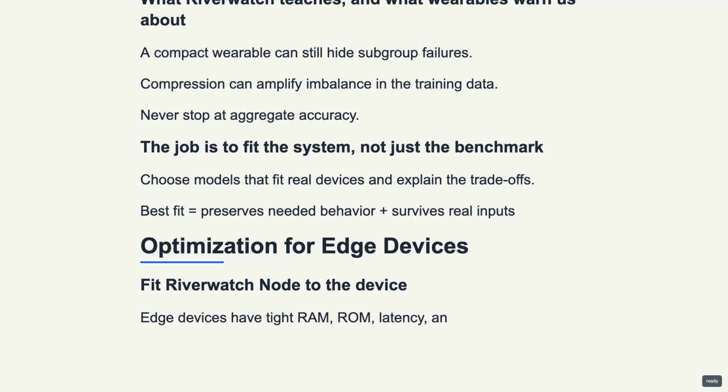At the edge, the environment is fixed and often harsh. A model may be accurate, but if it cannot stay within RAM, ROM, timing, and energy limits, it will fail in practice before it ever proves useful.